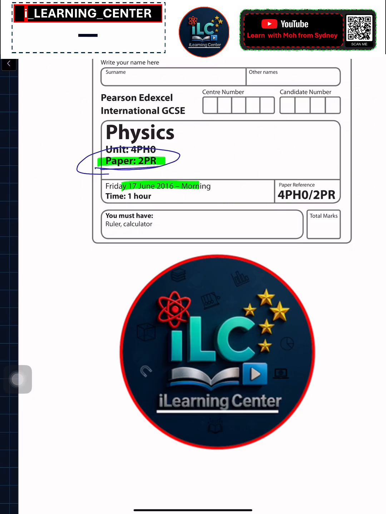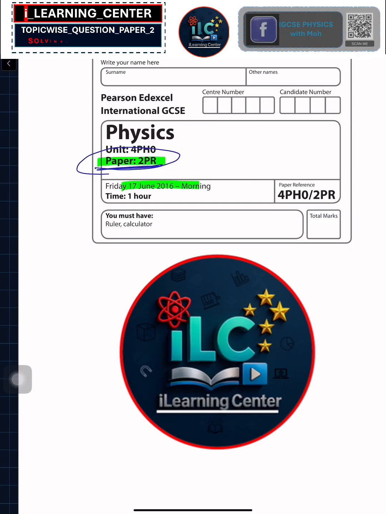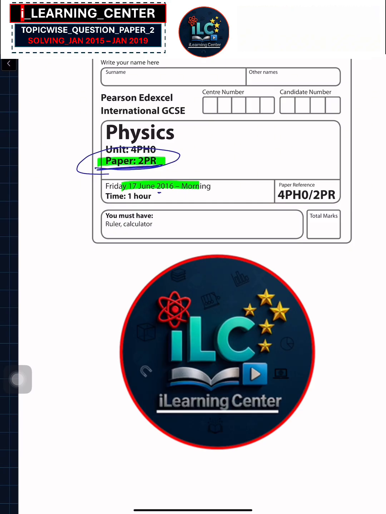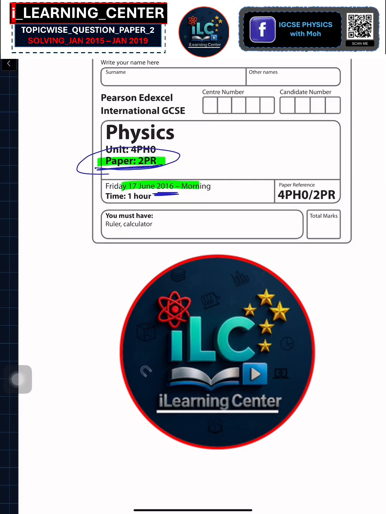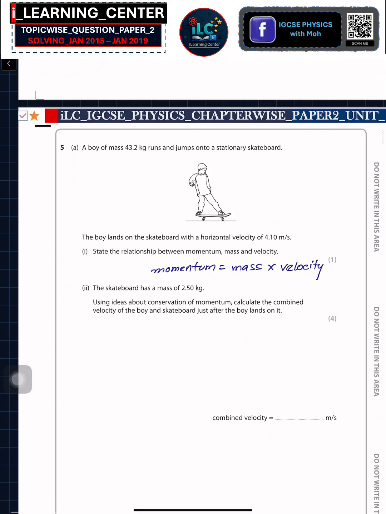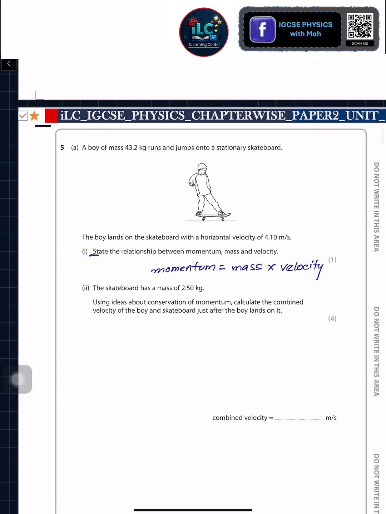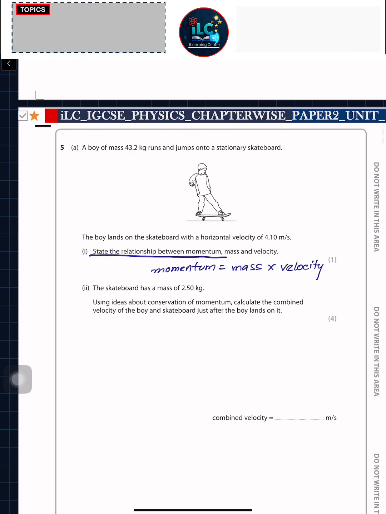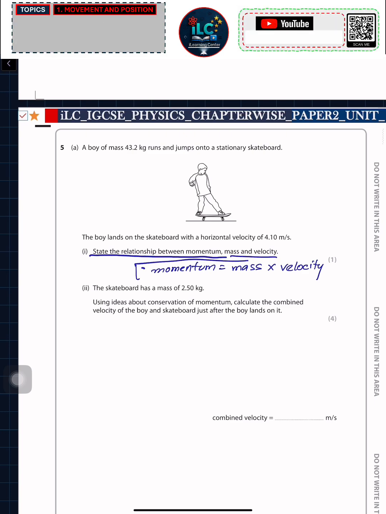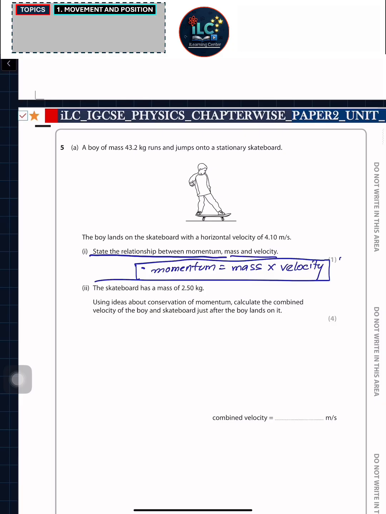The next question we are doing is from paper 2, and it's from the year June 2016. If we scroll down, the first question here, without even looking, I can say that to state the relation between the mass and velocity, you can just write down the formula and you will get 1 mark for this.